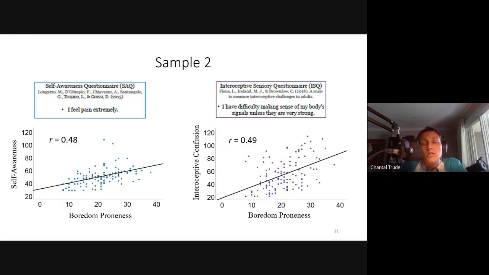Again, if you take a closer look at the replication of these findings, the correlations are not as strong. This is probably because the second sample was a bit smaller. However, we did find the same interesting connections between self-awareness and boredom proneness on the left, and interoceptive confusion and boredom proneness on the right. Again, it is interesting to point out that the Interoceptive Sensory Questionnaire has been used in the literature in the past to measure to what extent adults are confused about their bodily sensations, and particularly with the autistic population.